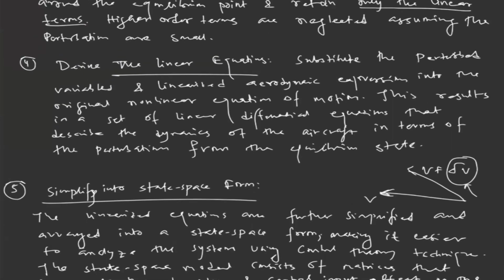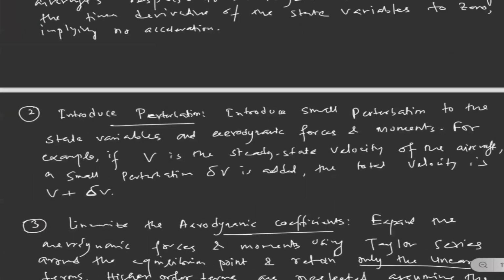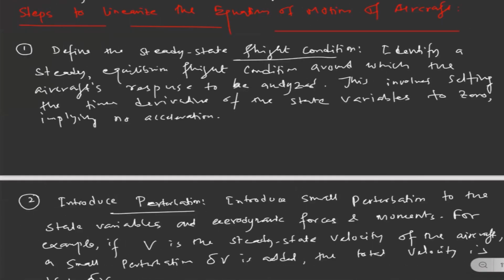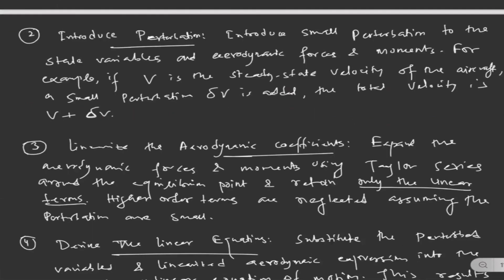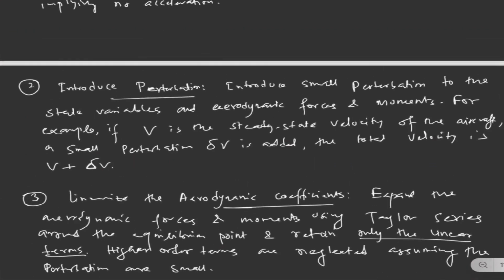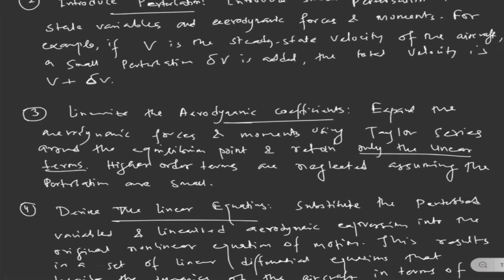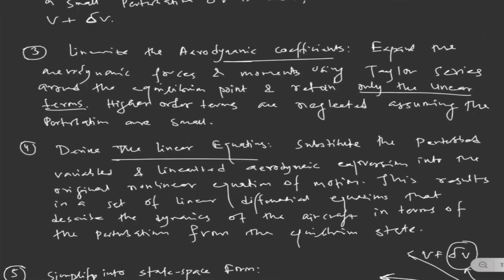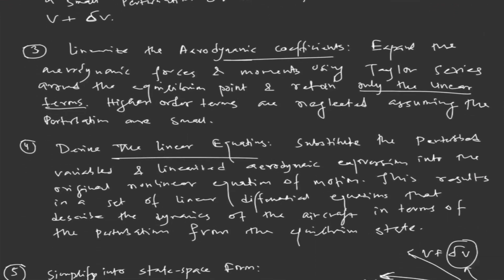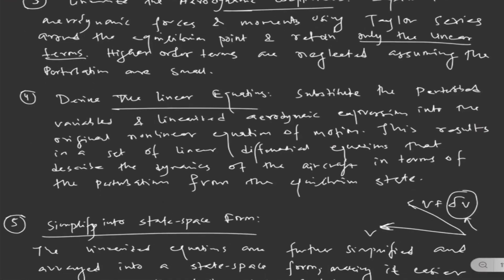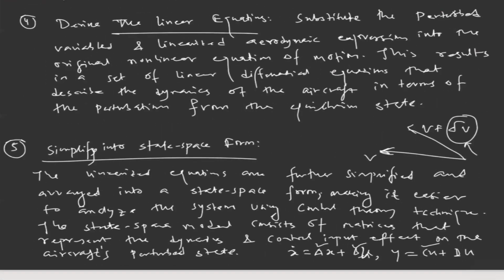So these are the steps we will follow for finding the linearized model of the equation of motion of the aircraft. We'll introduce the perturbation, then we'll write the Taylor series expansion, and from the Taylor series expansion, we'll ignore the higher order terms or coupling terms, and we can come up with the linear model. And also the linear model we can write in state space form as well.